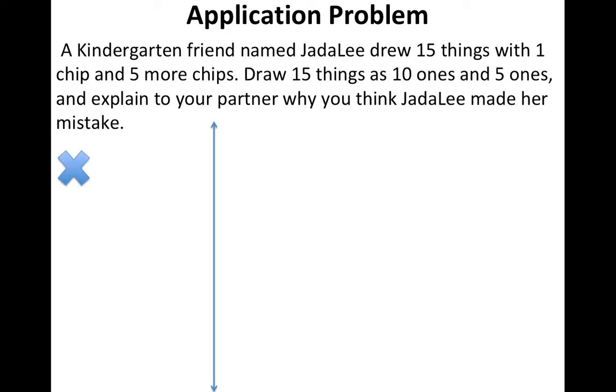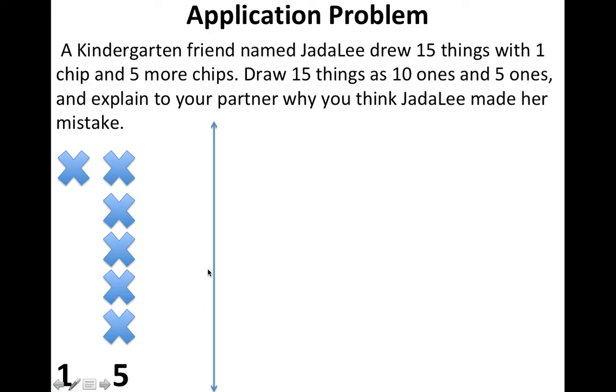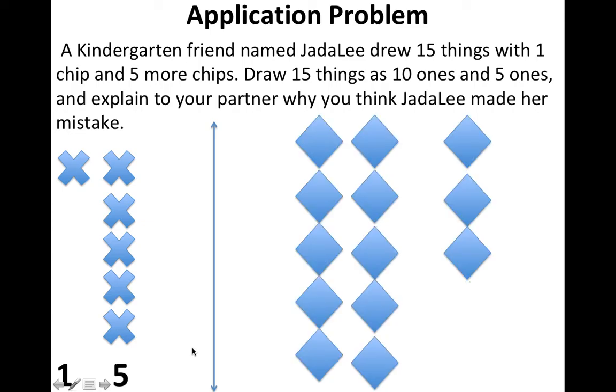So we know, first things first, we're going to draw 5 chips and 1 chip. As you can see, we labeled it 1 with 1, 5 with 5. When you put 1 and 5 next to each other, yes, it makes the number 15. However, to represent the number 15 in objects, this is what it should look like. It's 10 and 5. Remember, 1 and 5 does not make 15.